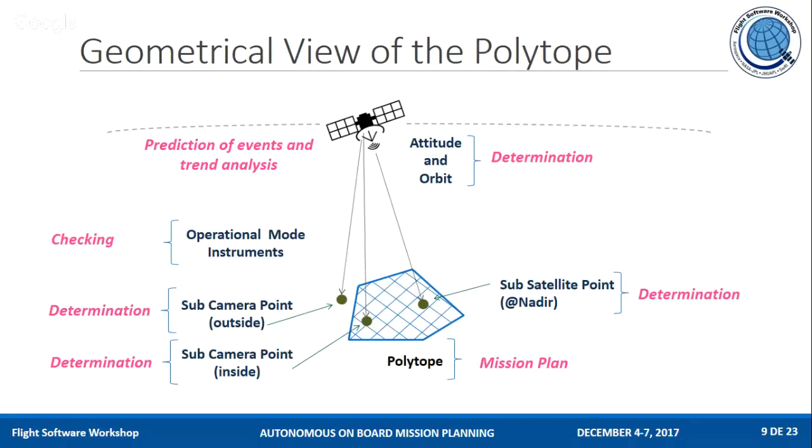Geometrical view. Here you can see a polytop and three sub points. You have one satellite point, then you have two sub, as an example, sub camera points. Two sub points are inside the polytop and will execute an event that is related to that position, and you have a sub point outside the polytop, and that point will generate another event related to that position.